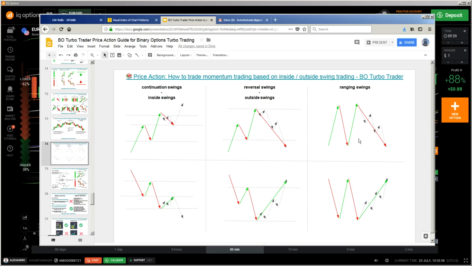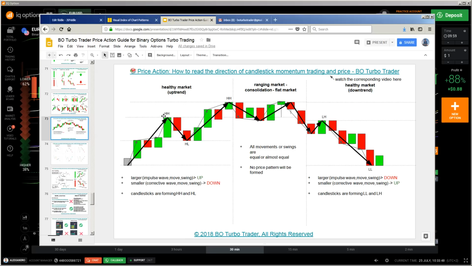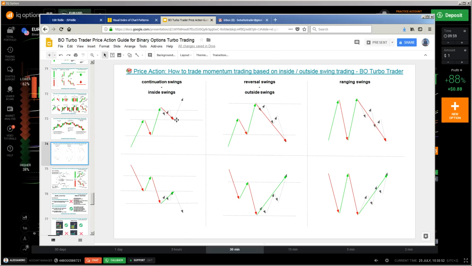Ranging. Yes, the swings in the ranging, the corrective waves in the ranging, those reversal swings, outside swings when they are going to break. So let me copy those ones here. So here it's important: if price is going to break the higher high, then we have a continuation. If it's breaking the lower low, we have here a continuation in a downtrend. Yes, and those things are important to know.